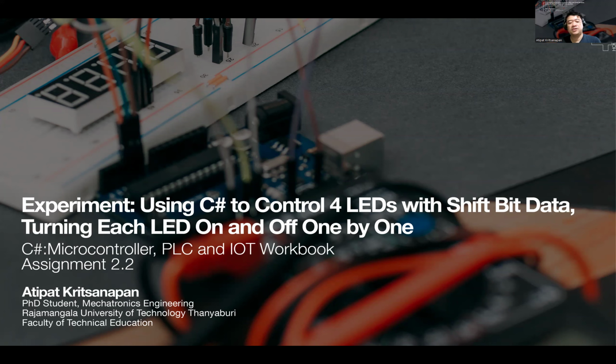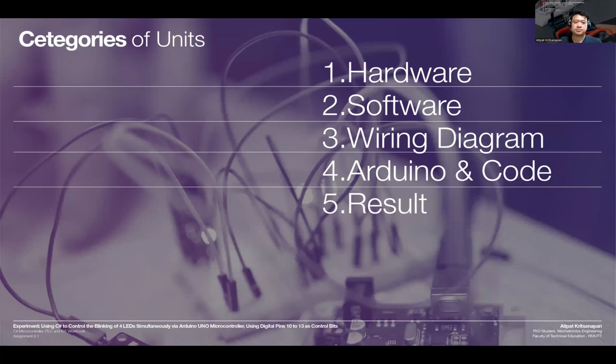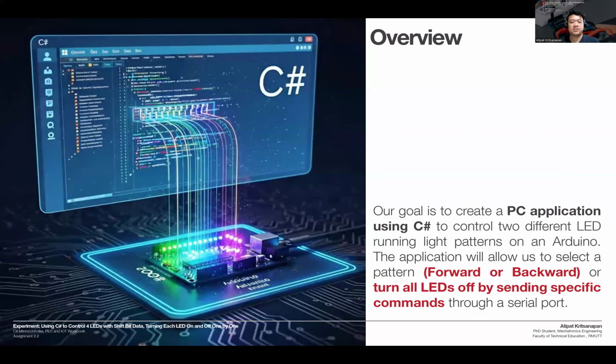I would like to present an experiment using C# to control 4 LEDs with an Arduino, turning each LED on and off one by one. Categories of the unit: 1, hardware to software; 3, wiring diagram for Arduino and code; and result. Overview.